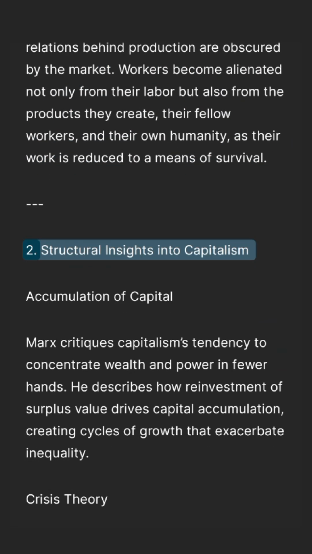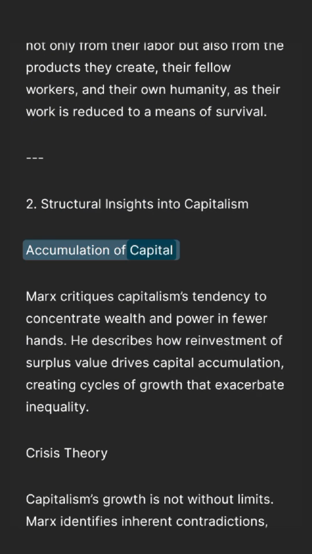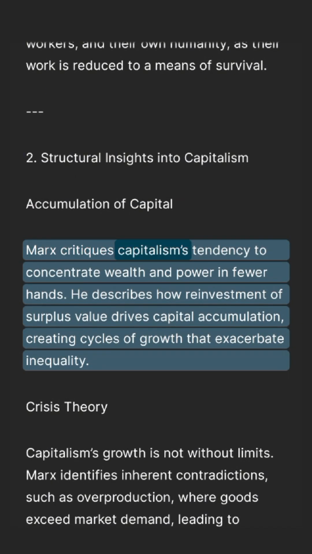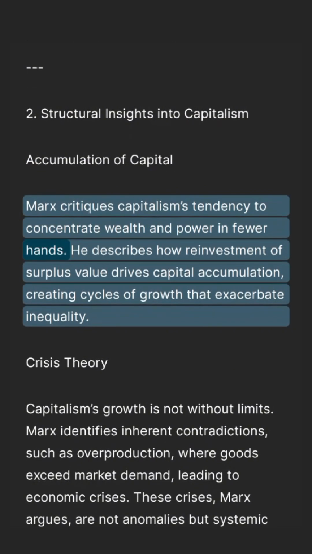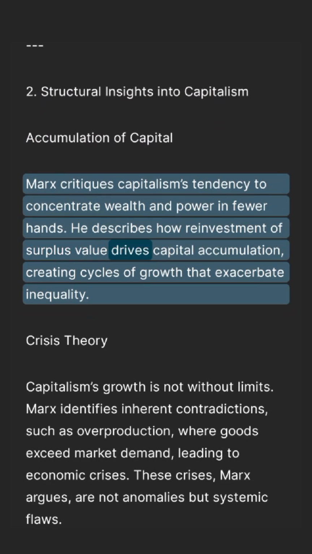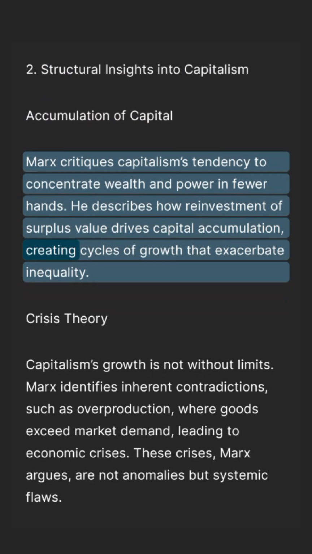2. Structural insights into capitalism. Accumulation of capital. Marx critiques capitalism's tendency to concentrate wealth and power in fewer hands. He describes how reinvestment of surplus value drives capital accumulation, creating cycles of growth that exacerbate inequality.